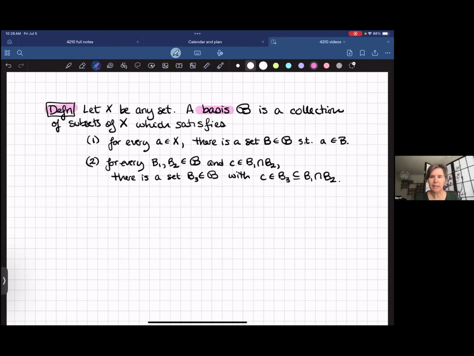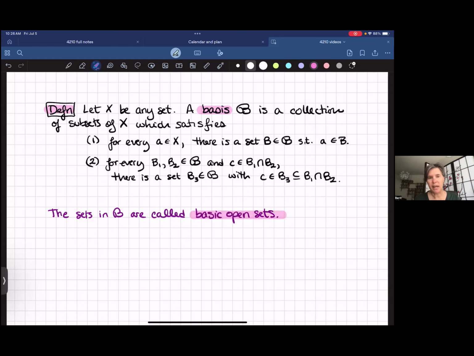The second property is an intersection property. Whenever you take two sets in your basis and you intersect them, and that intersection contains a point C, so that means the intersection is not empty, there's some third set in your basis where the point C is inside that third set, which is a subset of the intersection. Okay? And just as a note, we call the sets in B basic open sets.